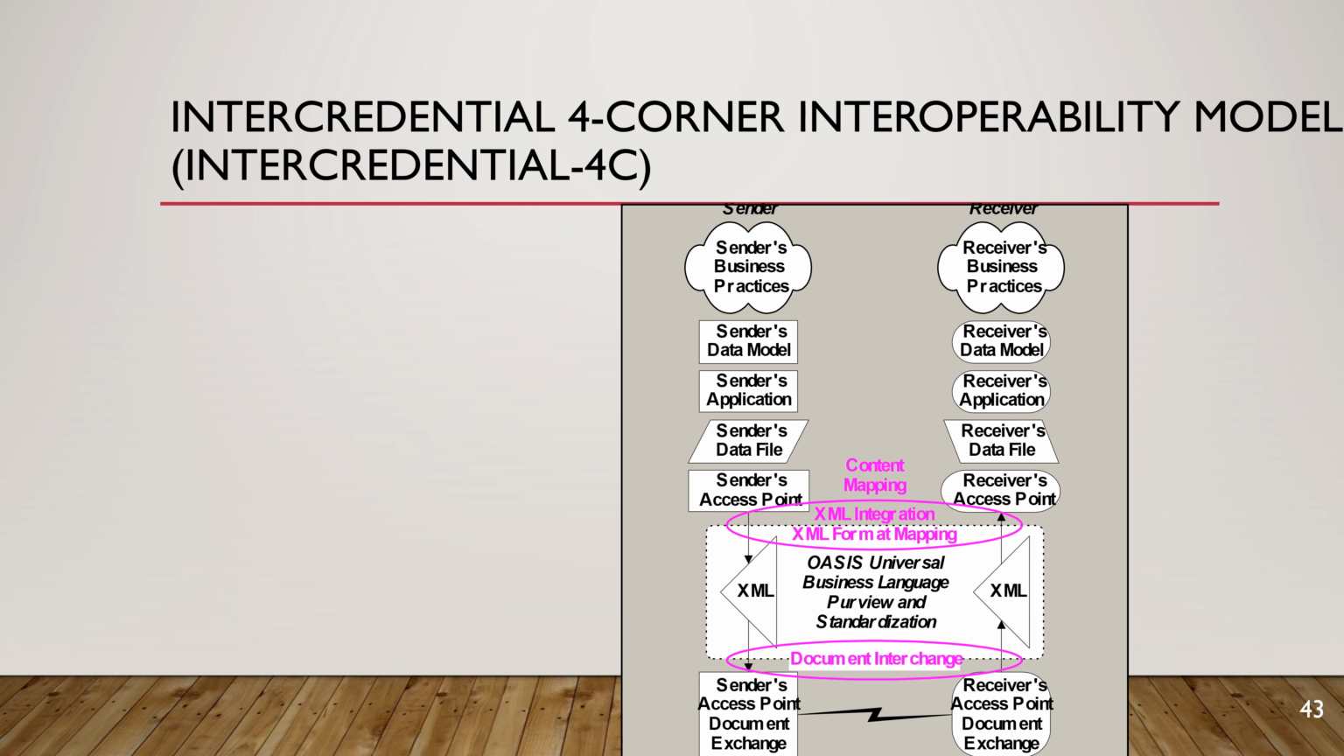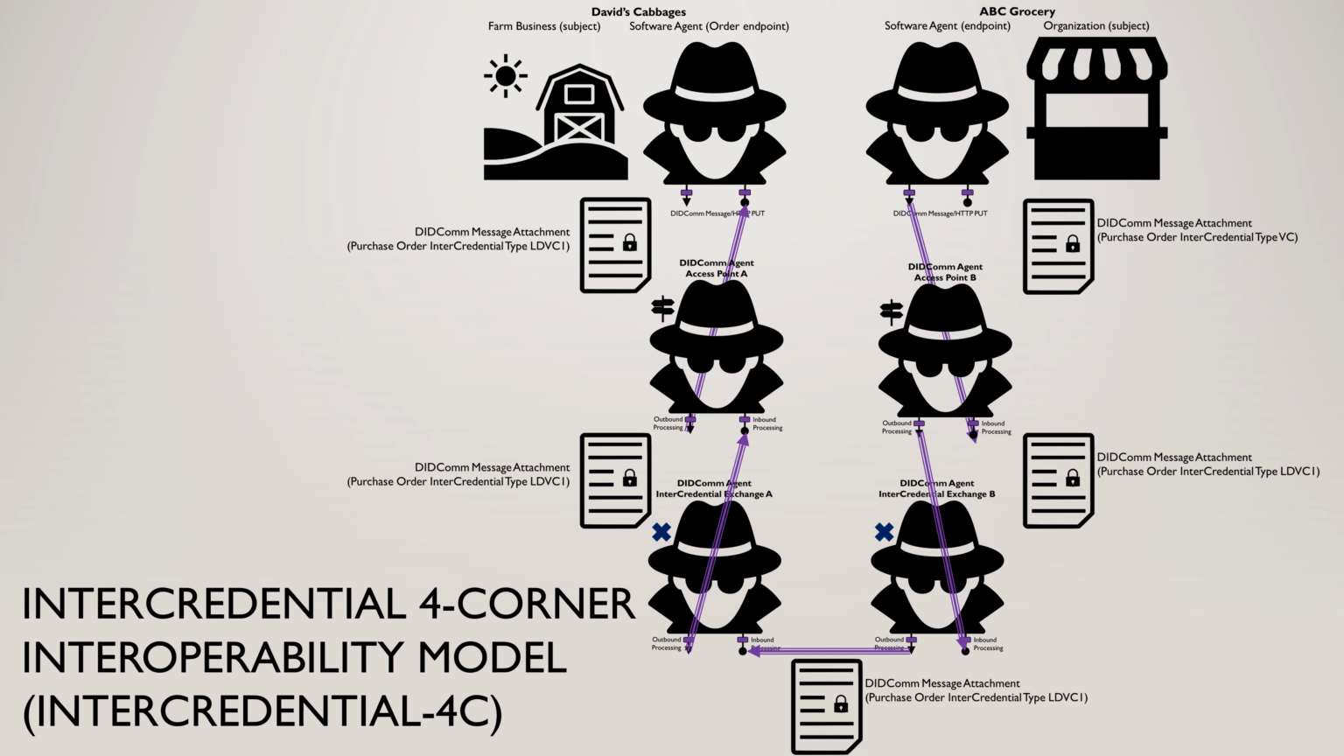Let's start to make this look like a DIDComm ARM-based solution, a Web 7.0 solution. So if we take this standard model of the diagram of the four-corner InterCredential interoperability model, and we use a series of DIDComm agents to represent the senders and the receivers. In this case, the senders are on the right-hand side, as is our convention in Web 7.0, and the receivers are on the left-hand side.